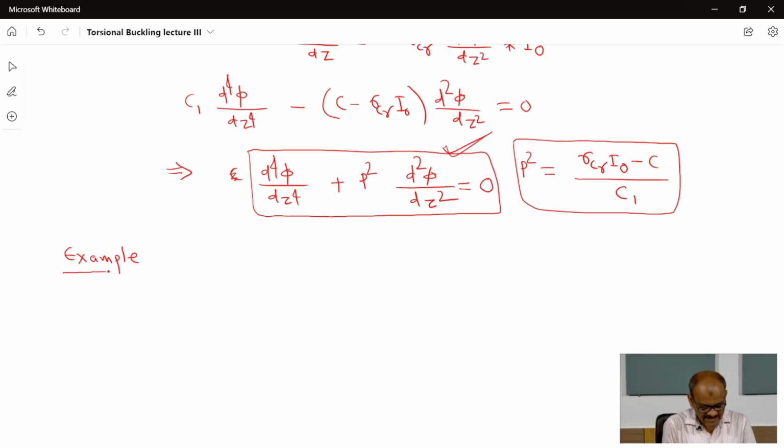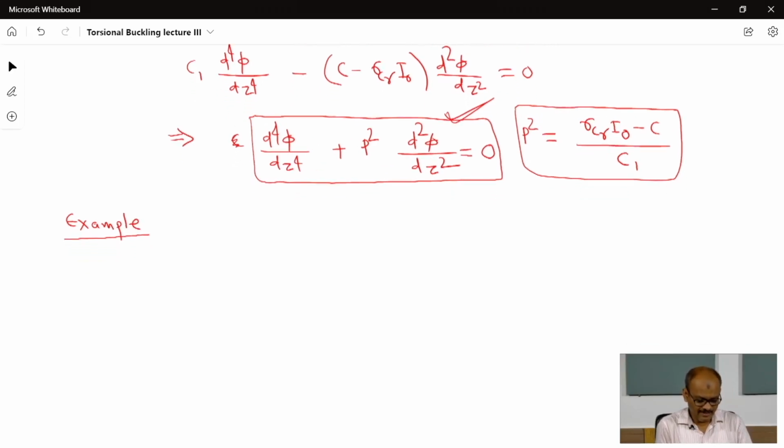Now, we will take another case to solve the governing differential equation of buckling to find the critical load of torsional buckling for a column when both the ends of the column are rigidly built. Take an example. The boundary conditions are given like this.